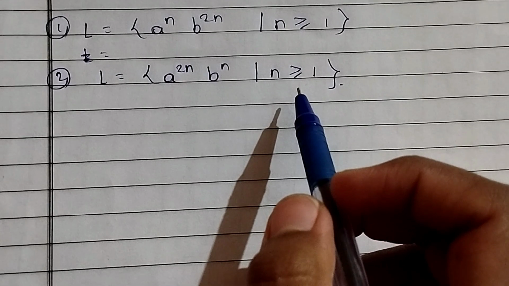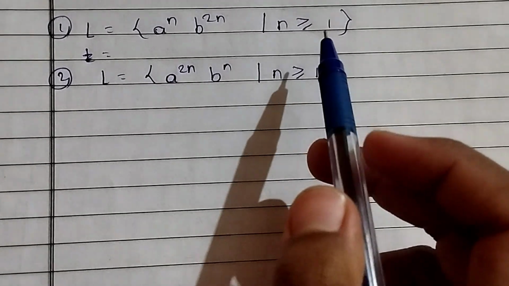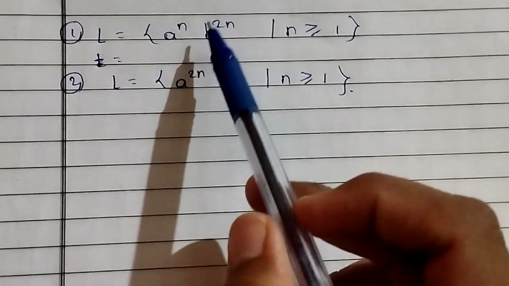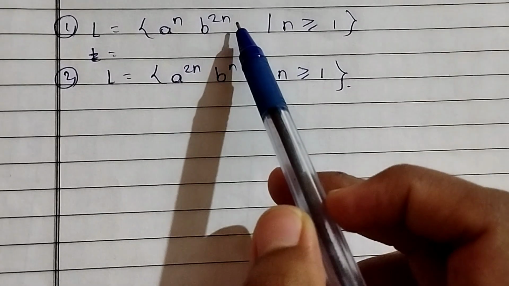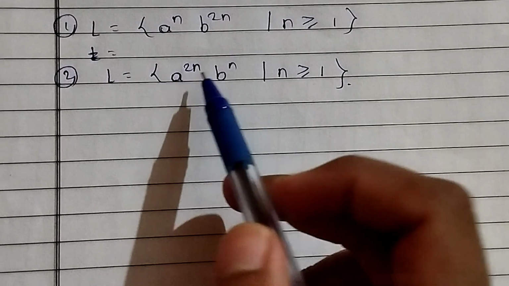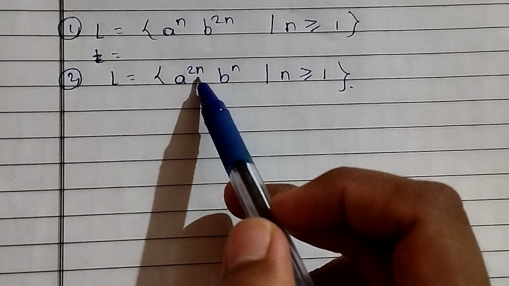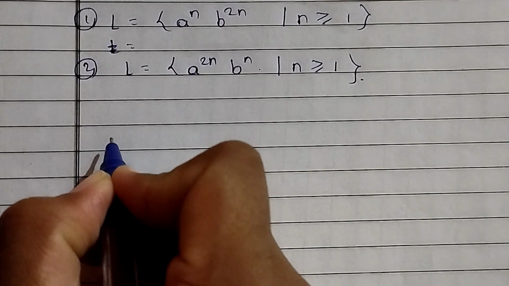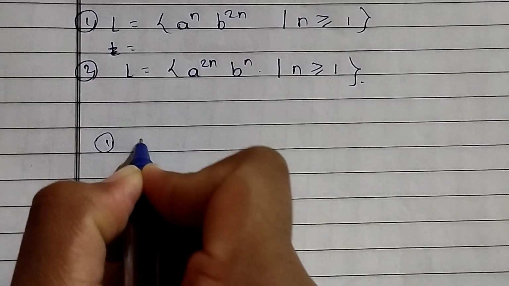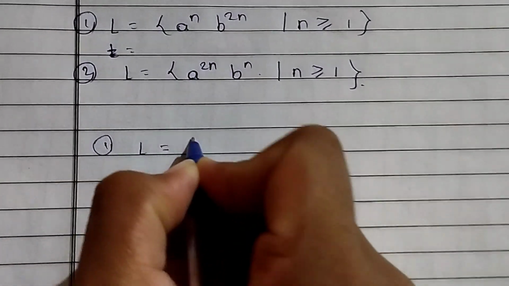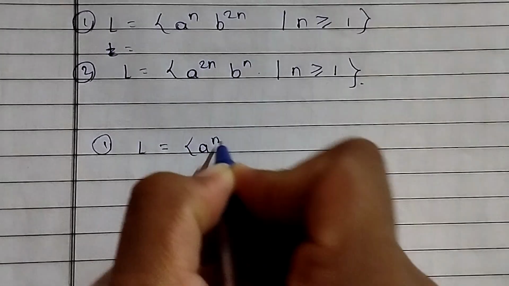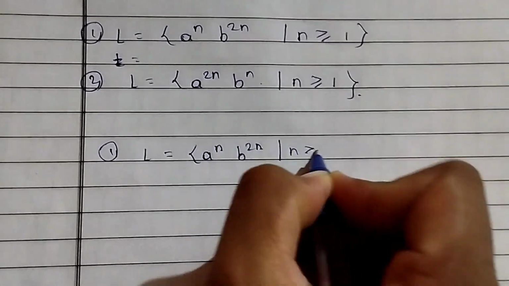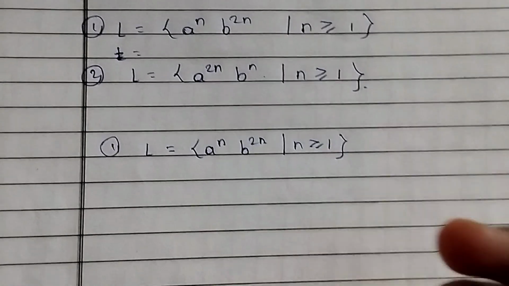Hello everyone. In this video, we draw the PDA for these two languages. First is a raised to n, b raised to 2n, and second one is vice versa, a raised to n, b raised to n. So let's start with the first language. First we draw for L equal to a raised to n, b raised to 2n, where n is greater than or equal to 1.